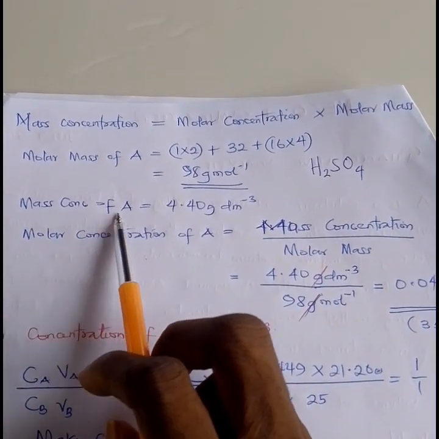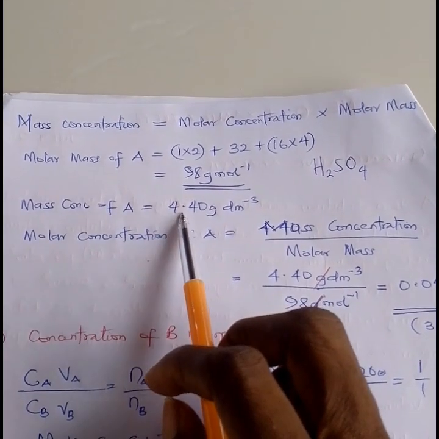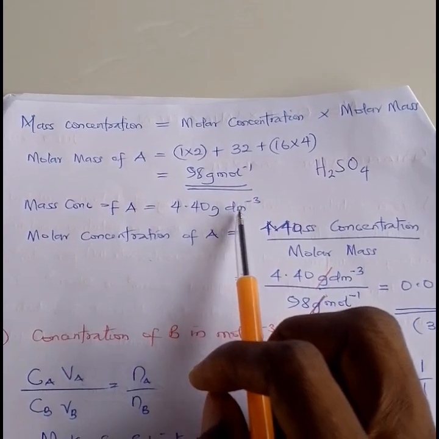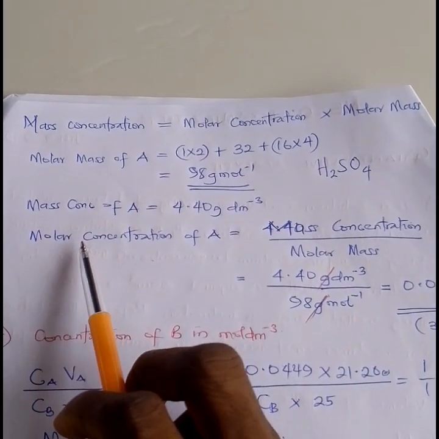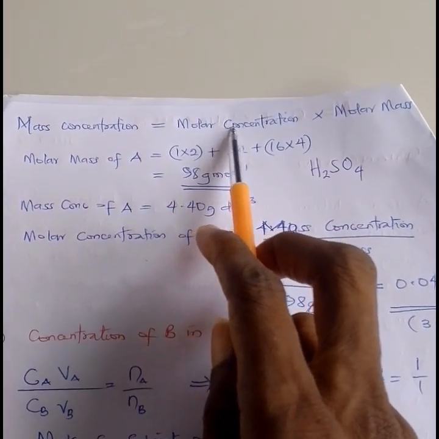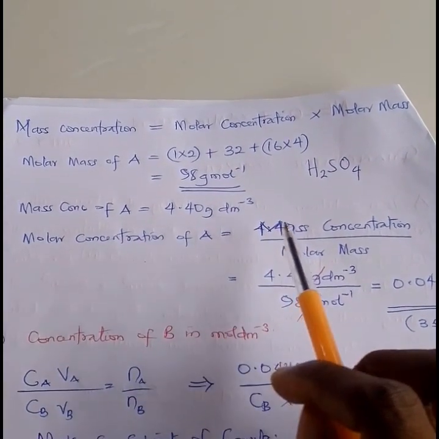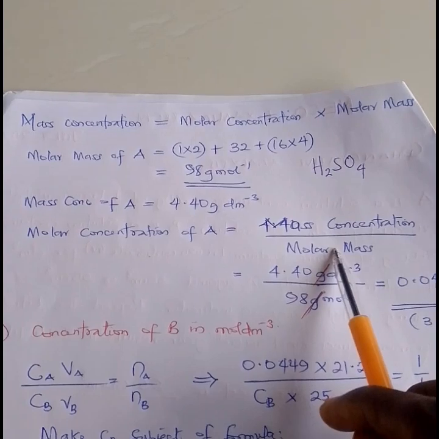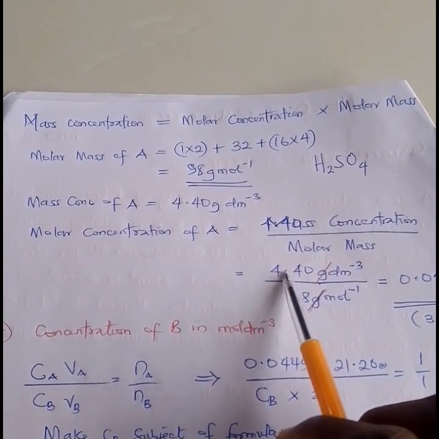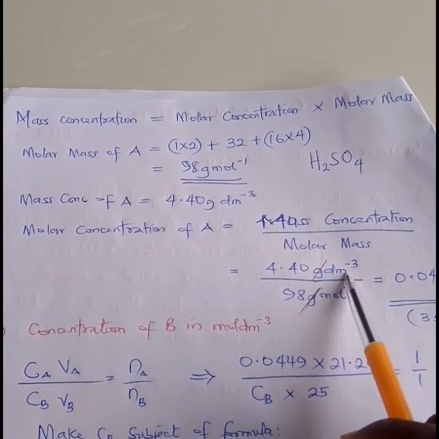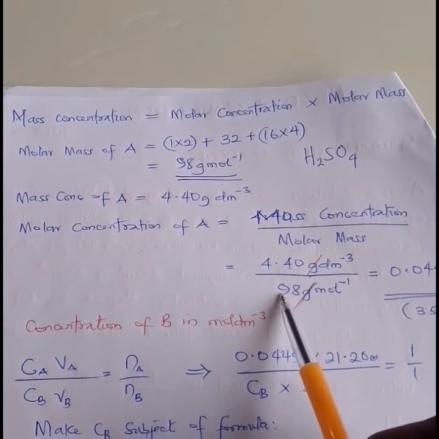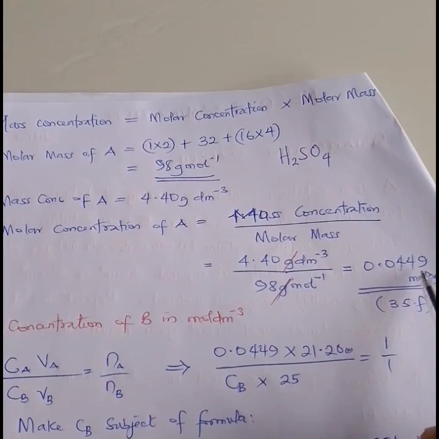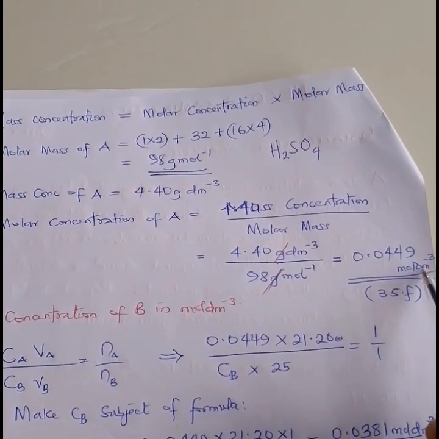Now the mass concentration of A has already been given in the question as 4.40 grams per dm cube. So therefore, to make molar concentration the subject of formula, we say molar concentration of A is equal to mass concentration divided by molar mass. Mass concentration is 4.40 grams per dm cube over 98 grams per mole, and that gives us 0.0449 mole per dm cube.